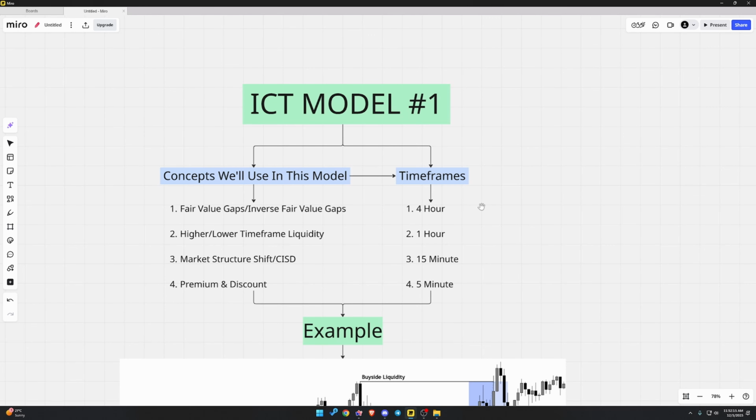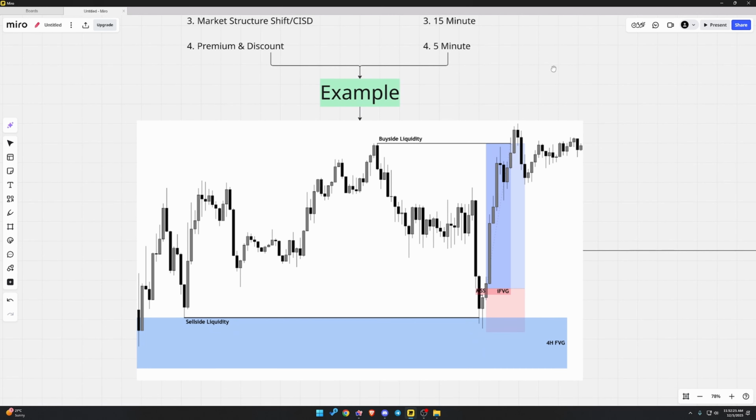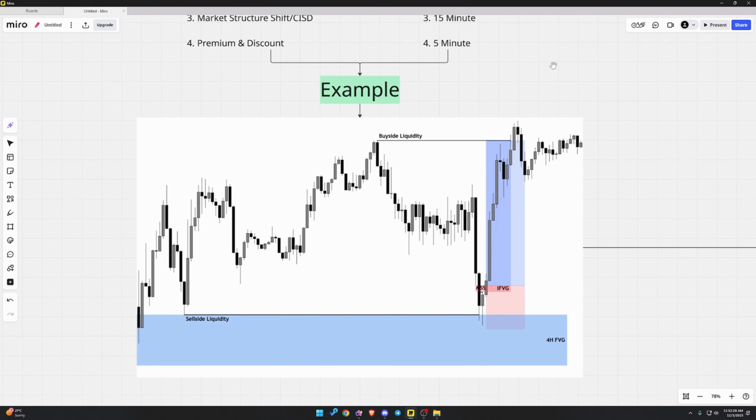We will use only four time frames: 4-hour time frame, 1-hour time frame, 15-minute time frame, and the 5-minute time frame. So let's see an example, and then we will hop onto the charts to see how to use this model. Here you can see we had a sell-side liquidity sweep on a 4-hour fair value gap, and then we entered after an inverse fair value gap and a lower time frame market structure shift. After that, price moved straight to our target.